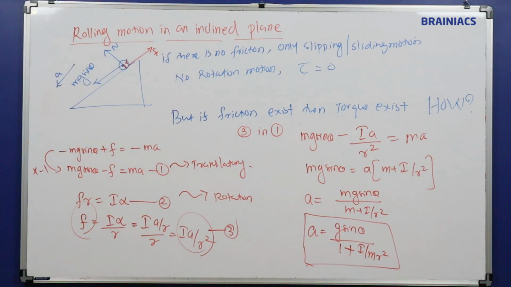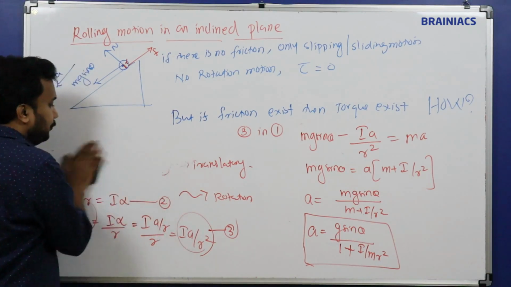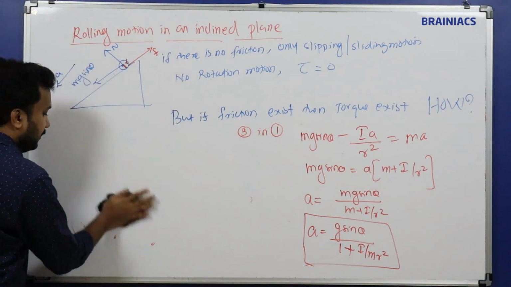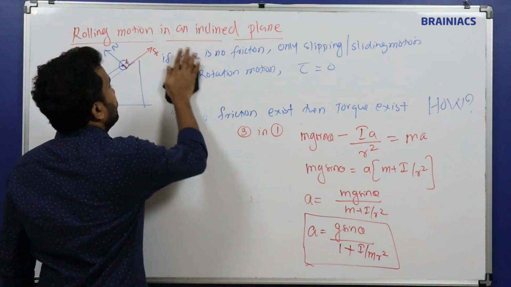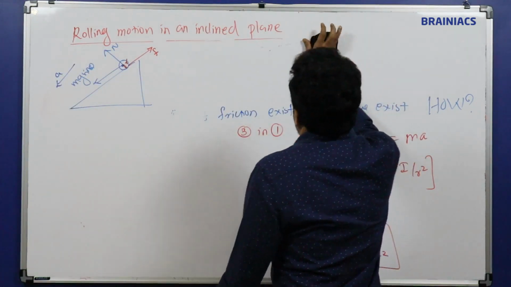Okay, so we got the acceleration formula. This is clear? Okay, so let's move forward. I need to find out a velocity equation also. I need to find out a frictional equation also. This is what I am going to do now. Fine.